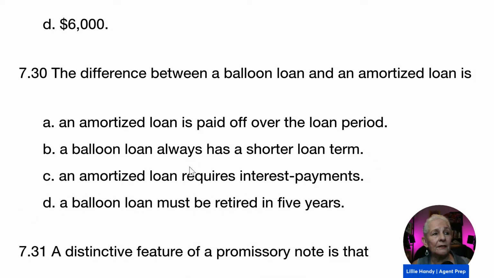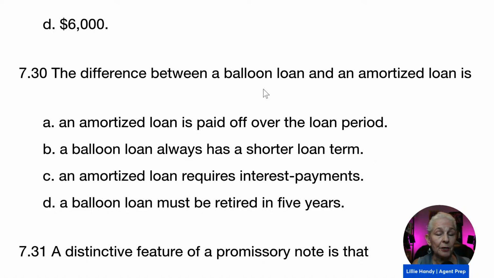the key here is, read the question. What is the difference between a balloon loan and an amortized loan? So C won't apply because it says amortized loan requires interest payment. Well, it does. But what is the difference between a balloon loan and an amortized loan? The amortized loan gets paid over the loan period. A balloon loan does not. A balloon loan gets paid at the end of a shorter term.